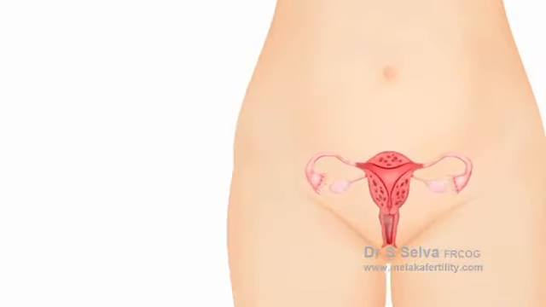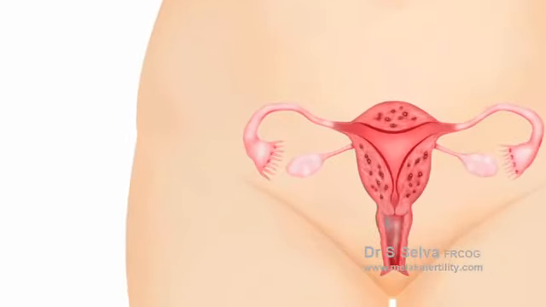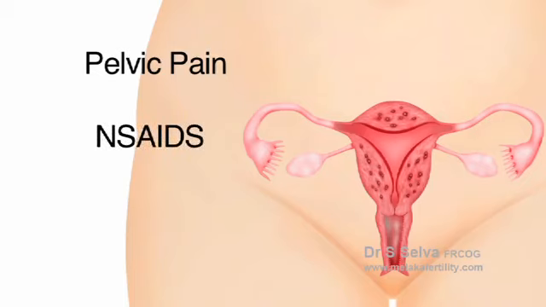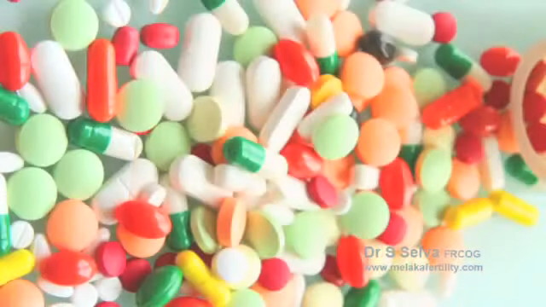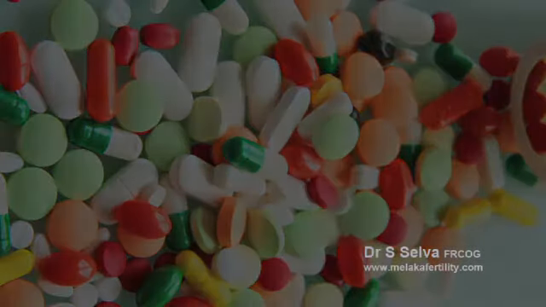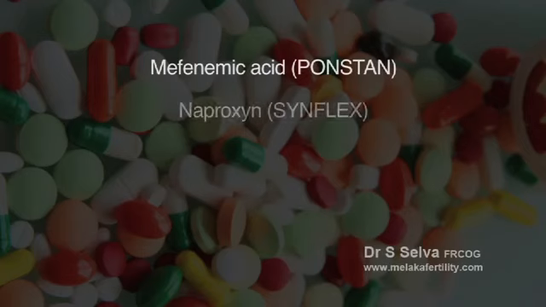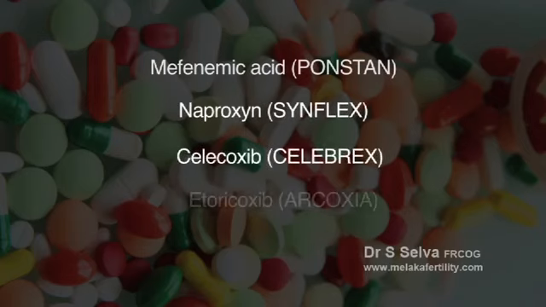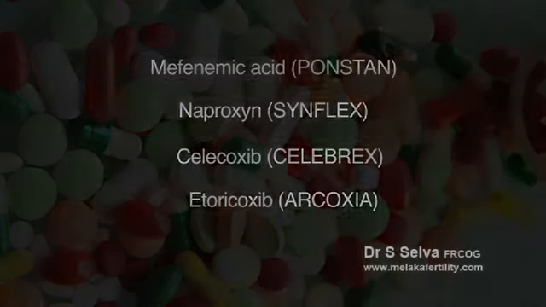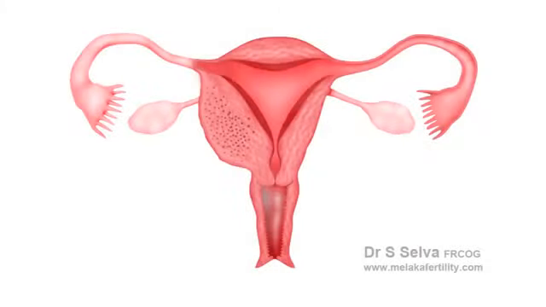In women who want to retain their uterus, there are several options. Pelvic pain can be relieved with painkillers or analgesics called non-steroidal anti-inflammatory drugs or NSAIDs. There are many NSAIDs in the market such as mefenamic acid, naproxen, celecoxib, etoricoxib. The pain of adenomyosis is caused by menstruation.